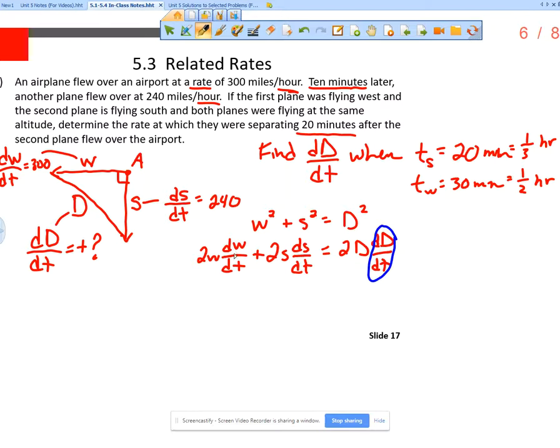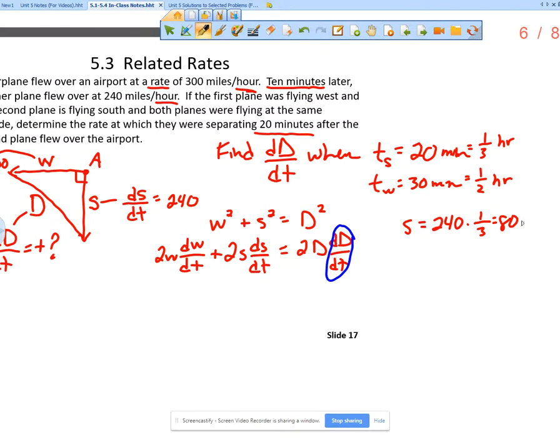But we know dW/dt, right? That's 300. We know dS/dt, that's 240. But what about W, S, and D? Well, you have to go back and think. We were told that the south flying plane was flying for 1/3 of an hour, correct? So think about it. If it's flying at 240 miles per hour, then S is going to be 240 miles per hour times 1/3 of an hour, right? In other words, S is 80 miles, 240 times 1/3, or 240 divided by 3. So if S is 80, that means the southbound plane has flown 80 miles.